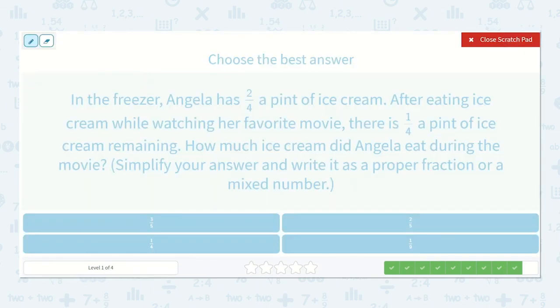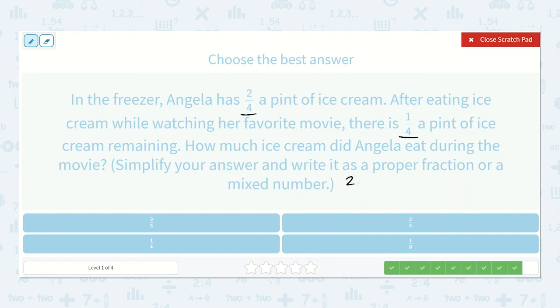In the freezer, Angela has 2/4 of a pint of ice cream. After eating ice cream while watching her favorite movie, there is 1/4 of a pint of ice cream remaining. How much ice cream did Angela eat during the movie? Simplify your answer and write it as a proper fraction or a mixed number.